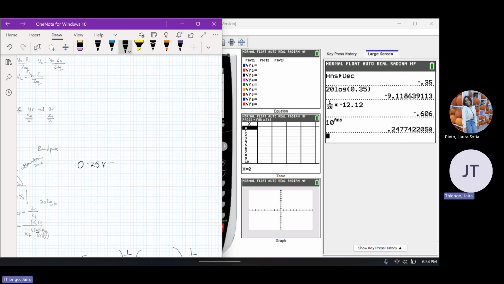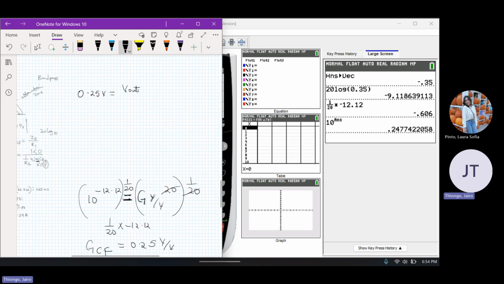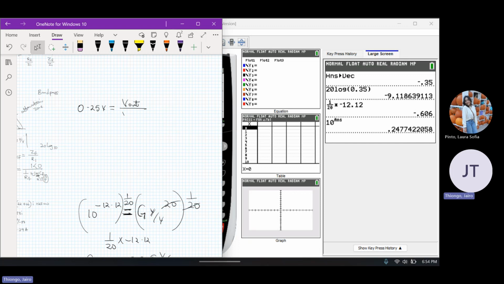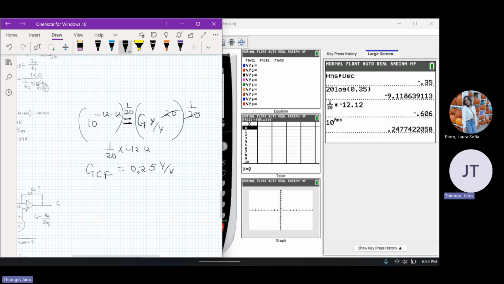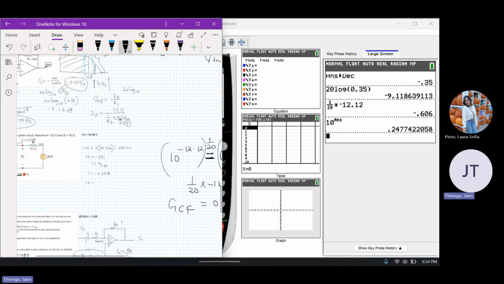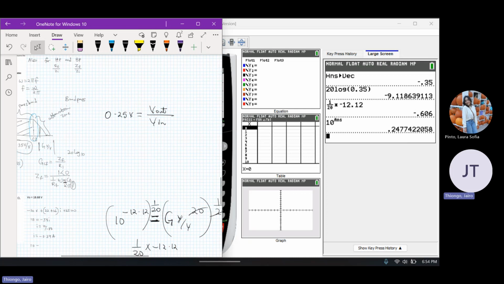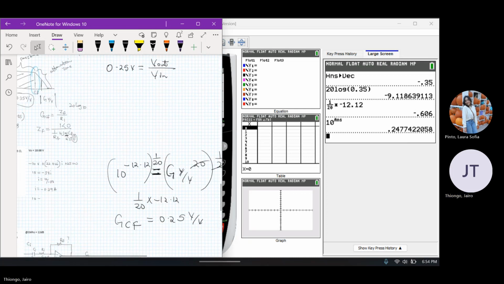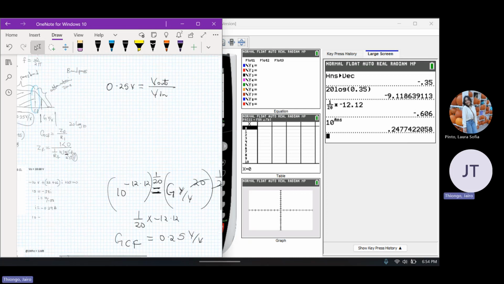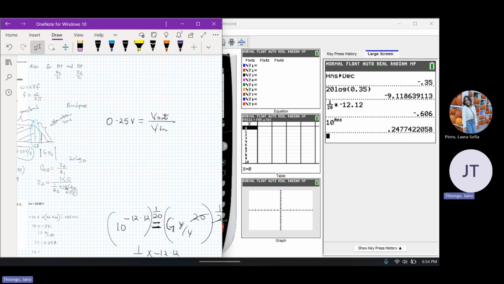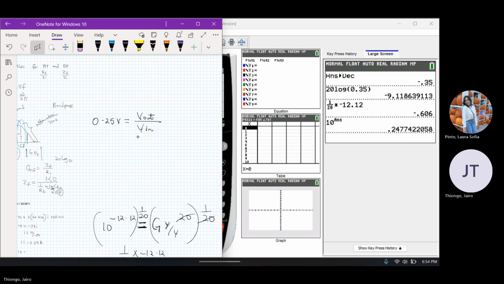0.25 volts is equal to V out over Vin, and this is a magnitude. You may wonder why we got it as positive, since the gain of an inverting op-amp is negative. But remember, when looking for the gain in dB, you have to find the magnitude of it. So that's why we got it back as a magnitude. We didn't find the negative.